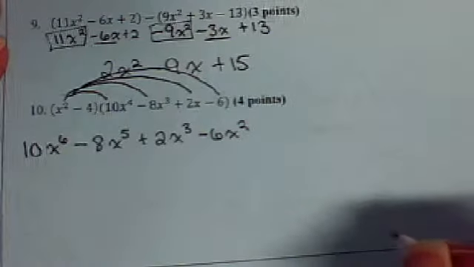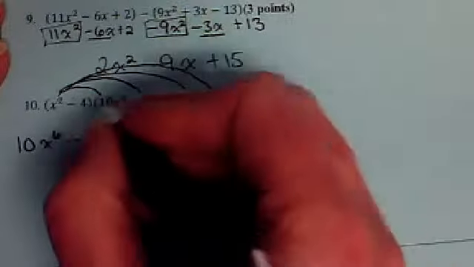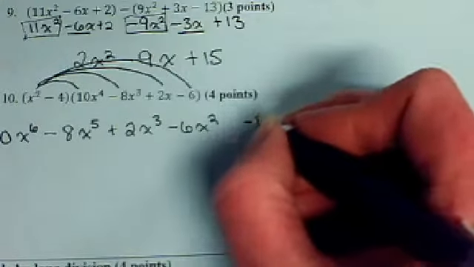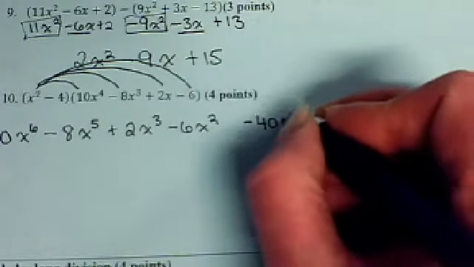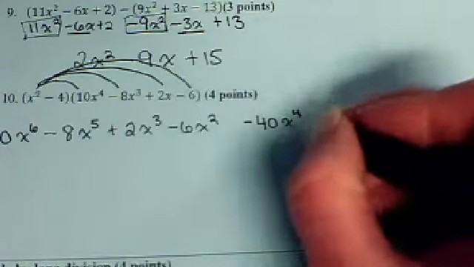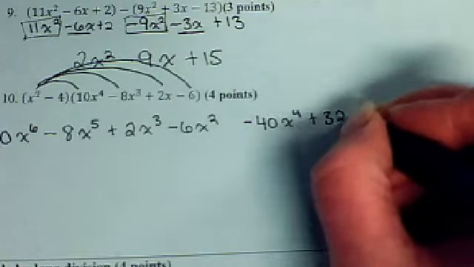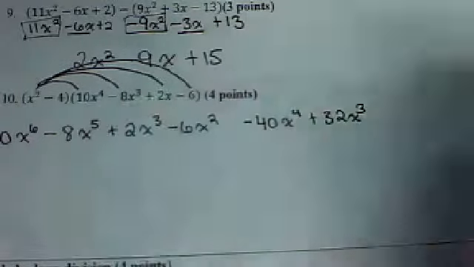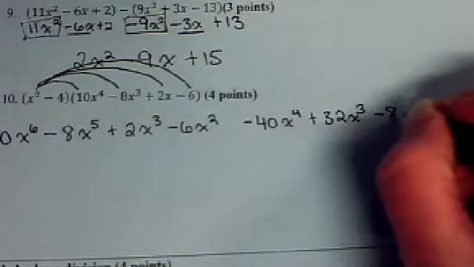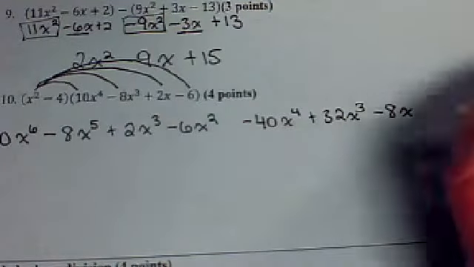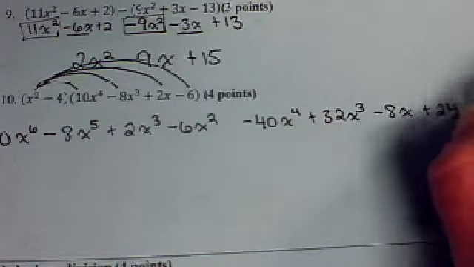Now I'm going to distribute again, but with the negative 4. Negative 4 times 10x to the 4th gives me negative 40x to the 4th. Negative 4 times negative 8x cubed is going to give me a positive 32x cubed. Negative 4 times 2x is going to give me a negative 8x. And then negative 4 times negative 6 is going to give me a positive 24.